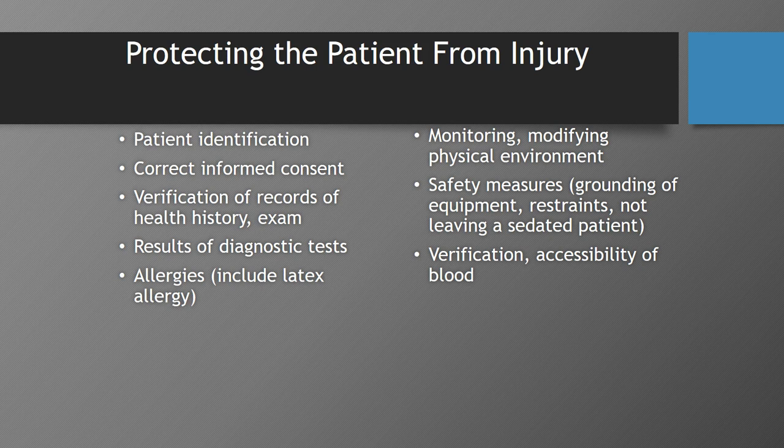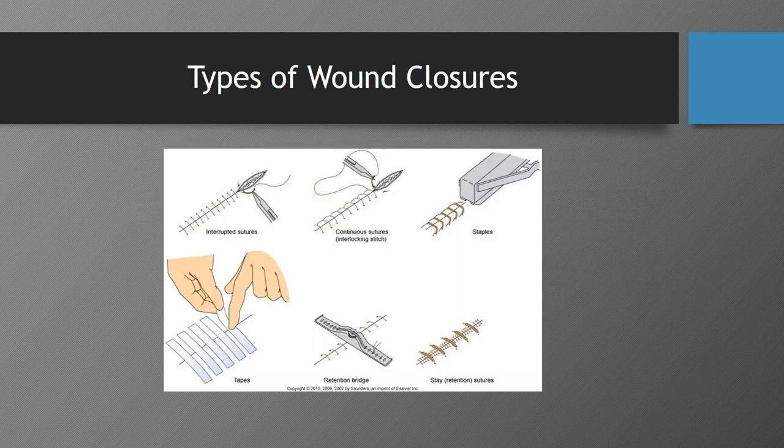So they'll also look at results of diagnostic tests. They'll look at allergies, monitoring and modifying physical environment, safety measures, verification, accessibility of blood. So again, they'll do the type and cross just to make sure that, potentially something could happen, and they have to be able to fix that.